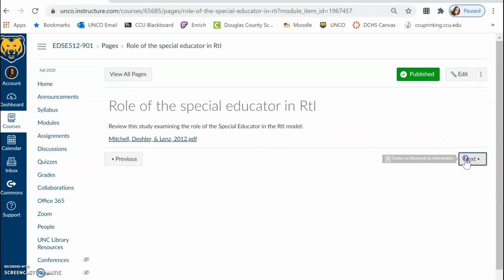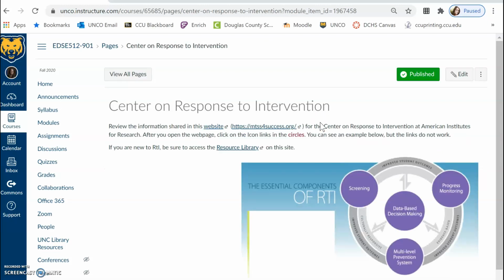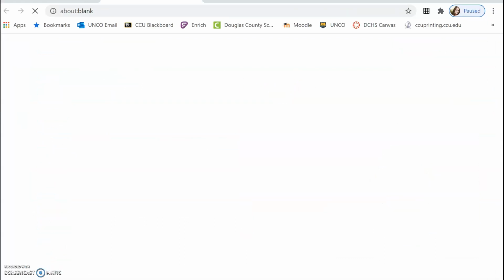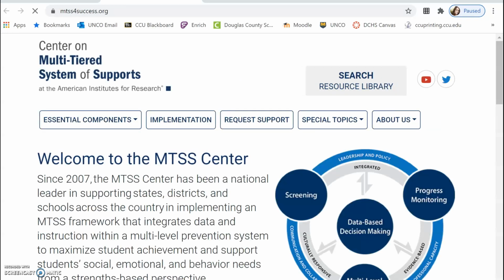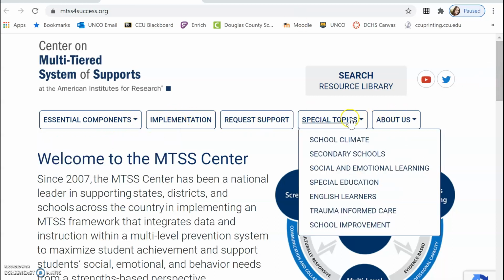This is an article, so you can open that up in PDF format, thinking about the role of the special educator in response to intervention. And this is a great website for you to become familiar with. This is mtssforsuccess.org, and this is multi-tiered system of supports. You can see essential components, all sorts of articles and ideas about progress monitoring, how we're implementing these strategies, many different areas. Check it out.